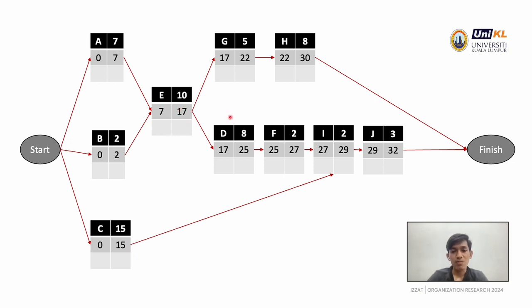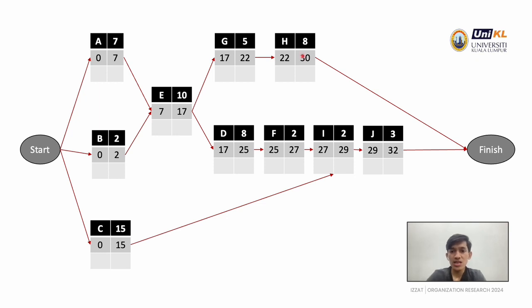Then that activity splits into two activities, which are activities C and D. We just put 17 as the earliest start for both, since they are each connected to only one table. G is connected to E and D is connected to E, which is the only connected table from the previous activities.